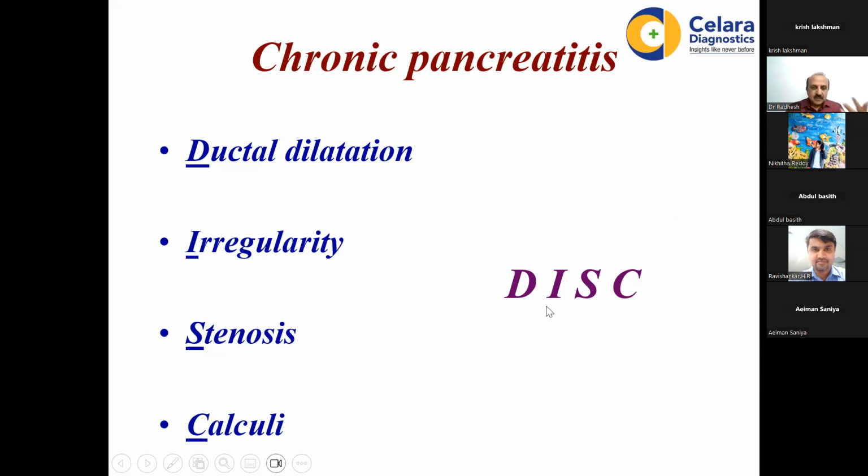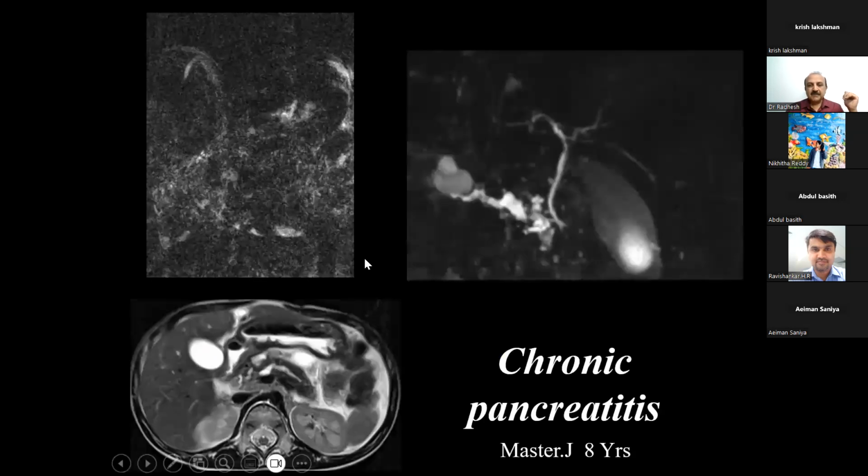Now, let's look at chronic pancreatitis. Remember DISC. There are four things you need to look at on the MRCP image or also the ERCP image. First is ductal dilatation, irregularity of the duct, foci of stenosis of the duct. You can have a string of beads appearance. And last but not the least, calculi, DISC. Now, if you look at this image, you see dilated pancreatic duct so beautifully seen. You see the CBD, which is normal. Then you also see a pseudocyst in the region of the tail.